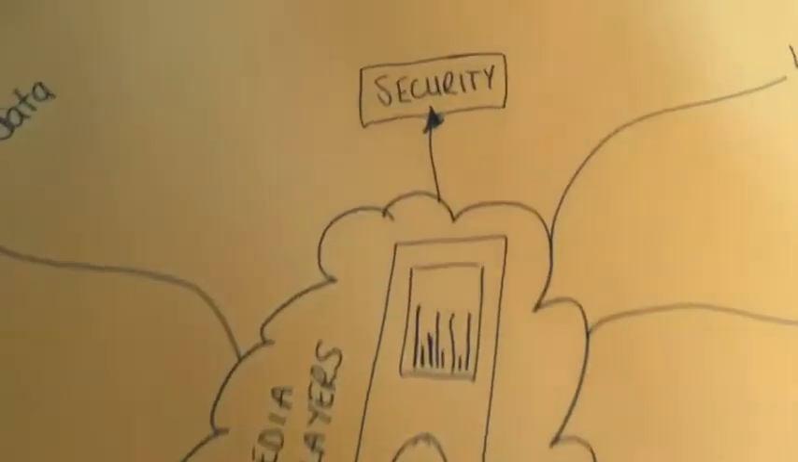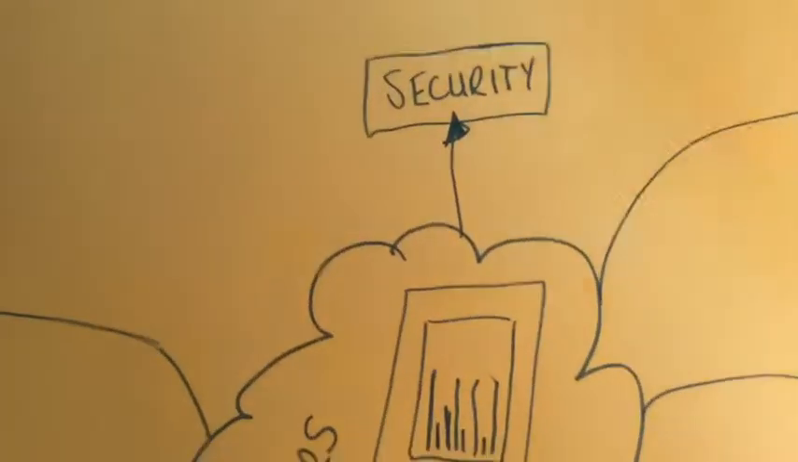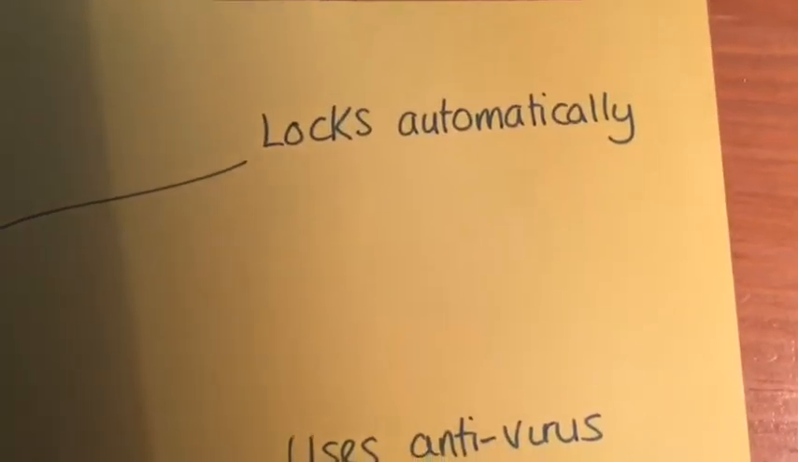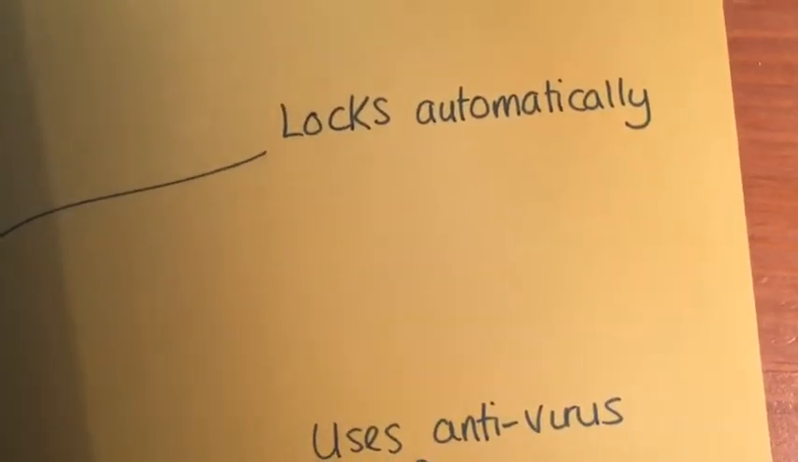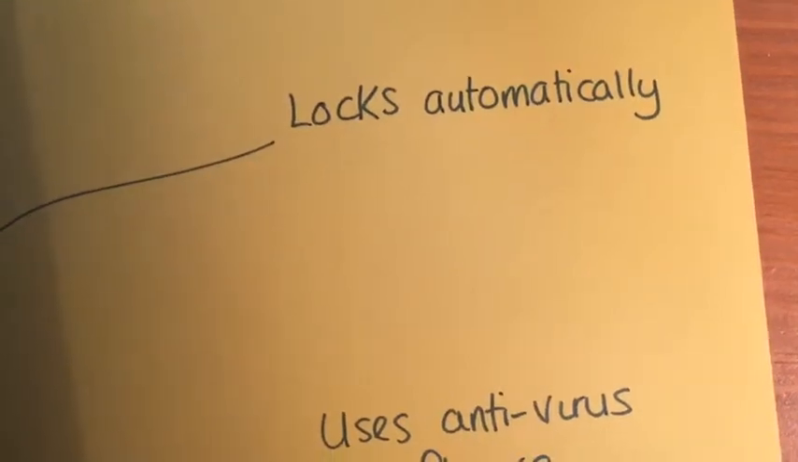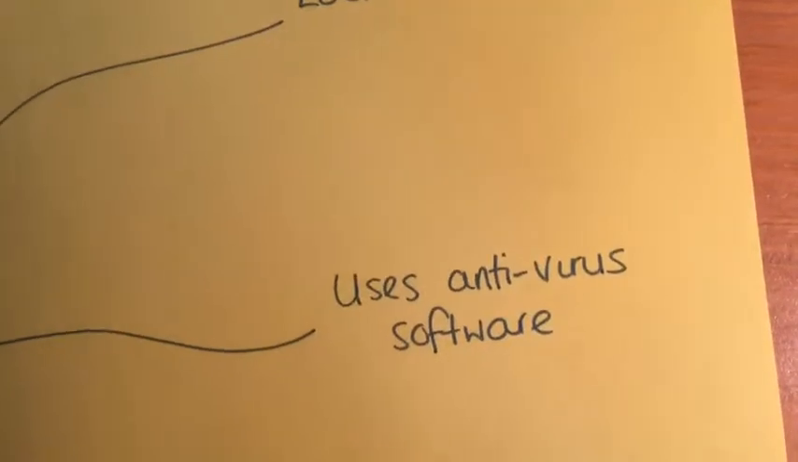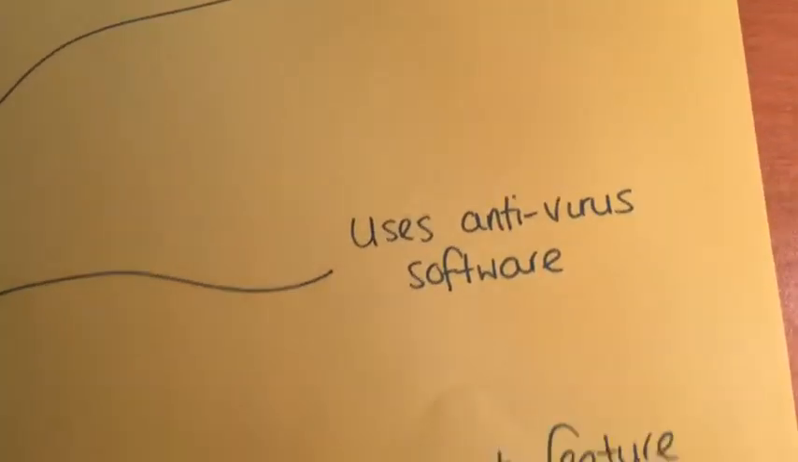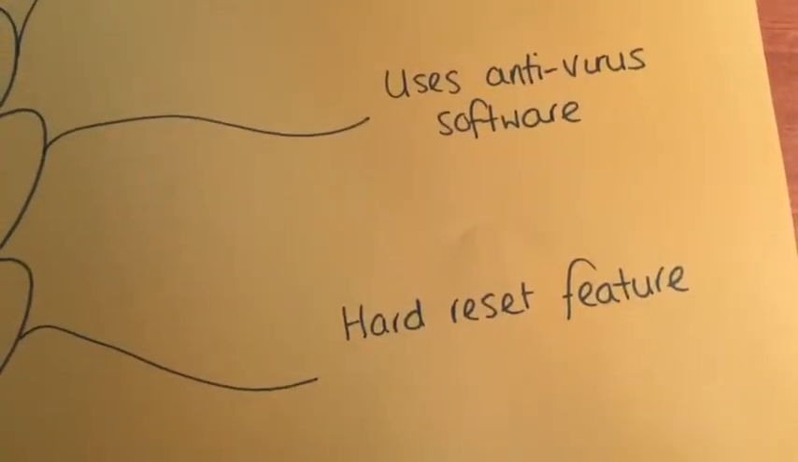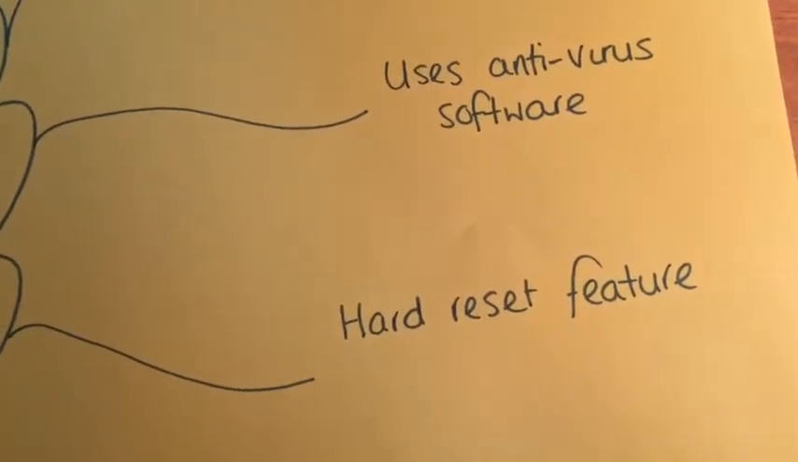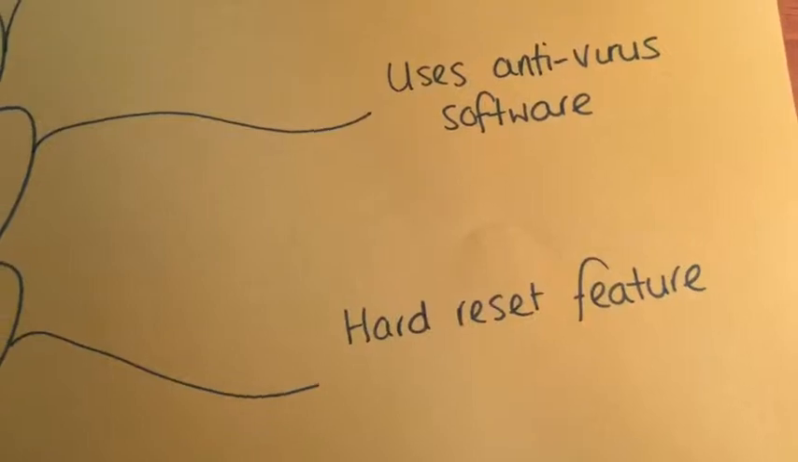We're now going to look at the security features of personal media players. The first feature is it locks automatically if it is not used for a certain period of time, and this prevents accidental or unauthorised use. The media player also has the feature where it uses antivirus software. It's got the hard reset feature, which allows the user to delete all data from the device if they sell it or if they dispose of it.